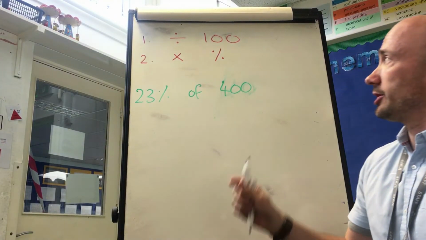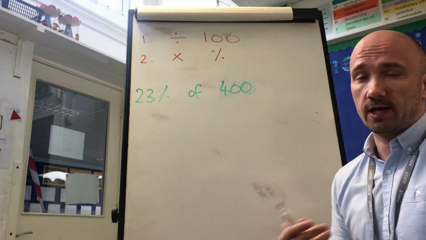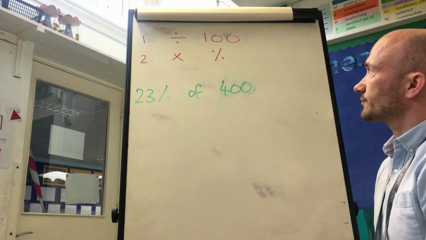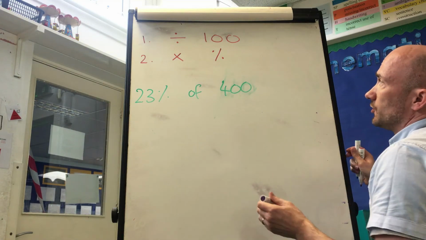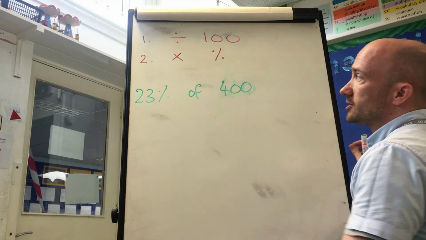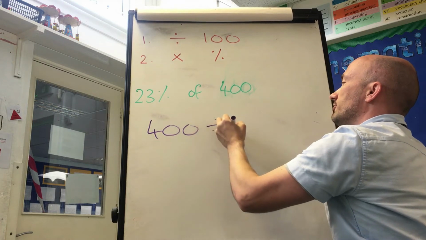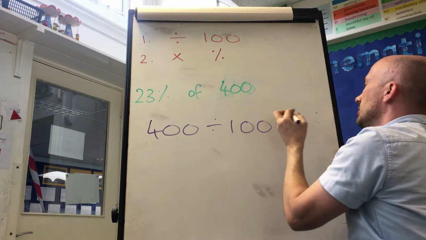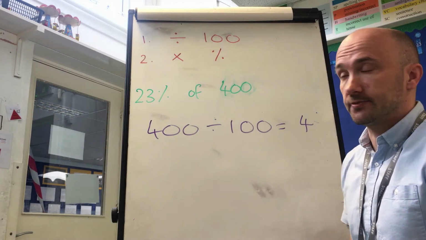For method 2, you're going to need to know how to, again, divide by 100, but also be confident in your times tables and using the column method for multiplication. So there are 2 steps to do. First of all, we need to divide it by 100 to find 1%, which we've already done in the last method. So we need to do 400 divided by 100. Again, it's going to move 2 places smaller. So the answer is 4. So 1% of 400 is 4.